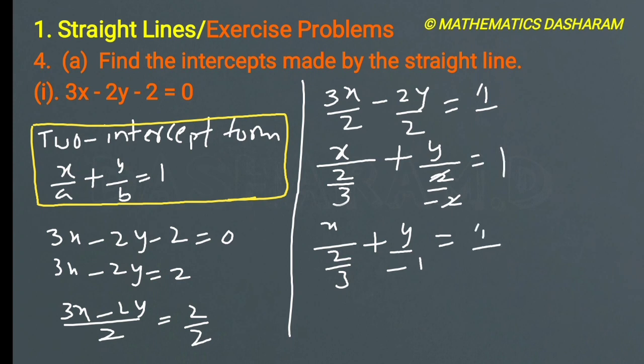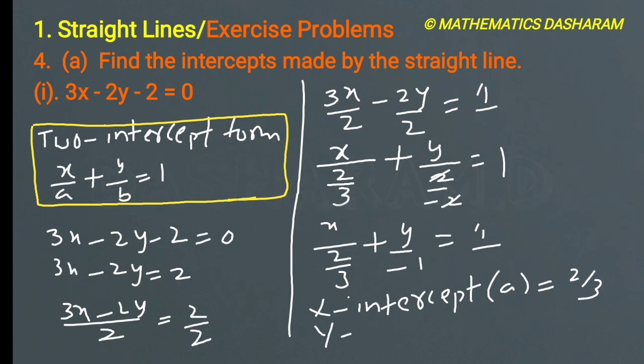So finally it is exactly in the form of x by a plus y by b equals 1. So then the x-intercept, that is small a, equals 2 by 3. Next, the y-intercept small b equals minus 1.